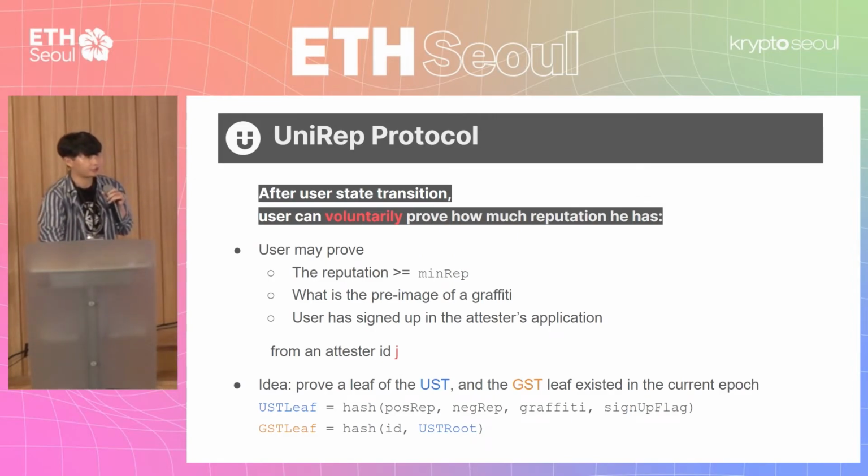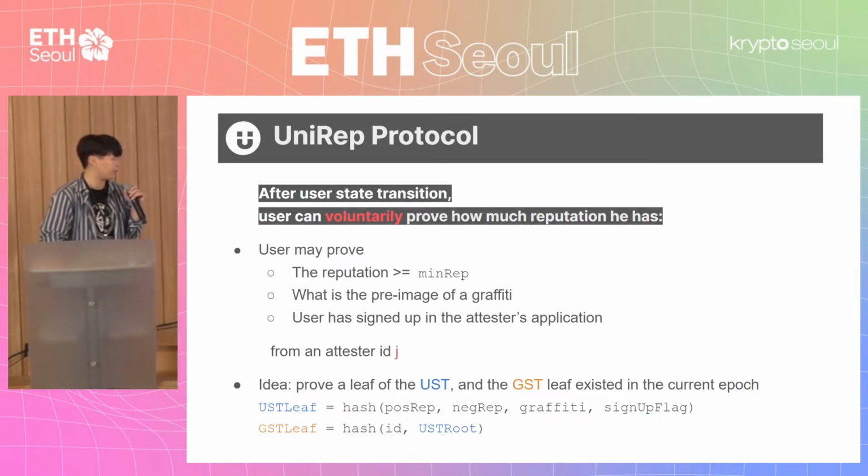Yeah, then after the user receives this reputation, he can voluntarily prove how much reputation he has. For example, we can prove the reputation is bigger than the minimum reputation we set here. For example, if Alice has 100 positive reputation, then she can choose to prove I only have 10 here. And also the pre-image of graffiti, and the graffiti can be set to any string. Yeah, so you can have more options to prove things in the reputation system. And also the user can prove that the user has signed up in the attester's application.